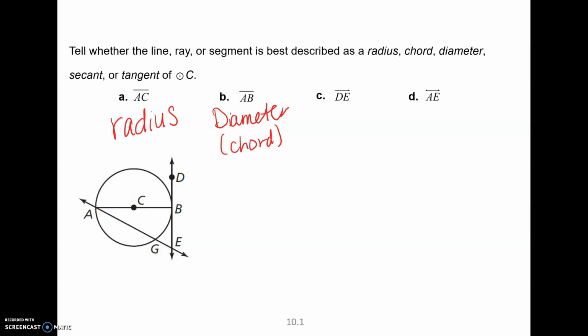Then we have ray DE. Okay, ray DE. So this part right out here, this is a tangent. Remember, that's where it only intersects the circle one time. There's my point of tangency at point B. And then the last one that I have is line AE. So line AE goes through the circle. So if I look back at my definitions, that is a secant.